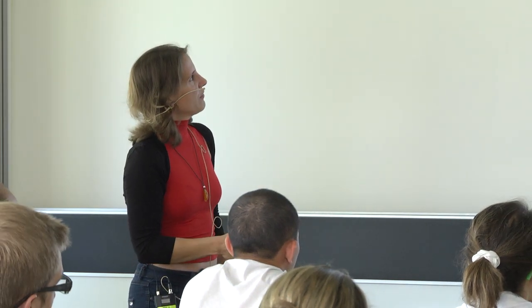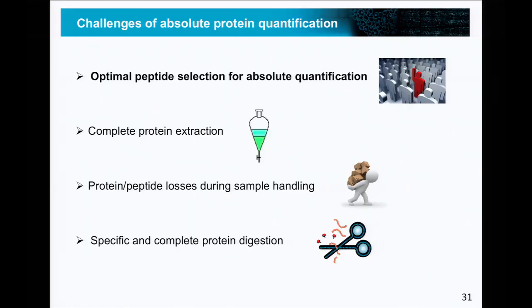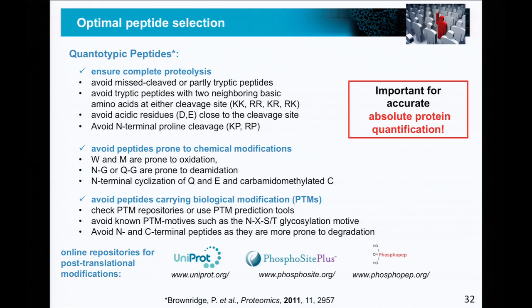The first specific challenge, which is even more of a challenge than it is for relative quantification, is the optimal selection of peptides. This is the slide I already showed you yesterday that describes these quantitative peptides. If you plan to do absolute quantification, it really makes a lot of sense to stick to these rules and find peptides that are fully cleaved, stably cleaved, and fast cleaved out of your proteins, and to use peptides that are not chemically modified and do not carry a PTM.